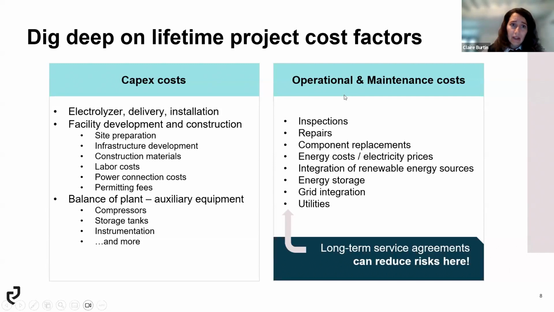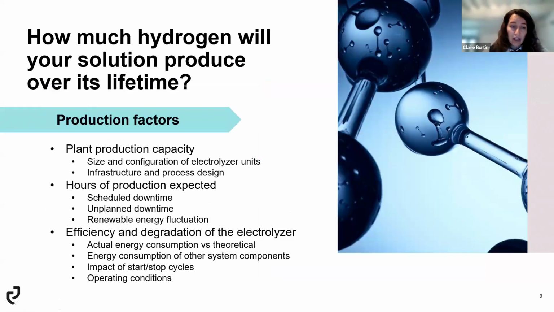So that was for the cost. Now let's get into the production factor. That's the denominator of your LCOH calculation. Basically you want to ask yourself how much hydrogen my project is going to produce every year or over its lifetime. And this is going to be dependent on obviously the size of your plant. That's kind of basic, but also the way you're going to design and configure the whole setup of your plant.